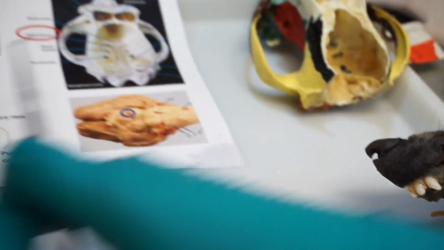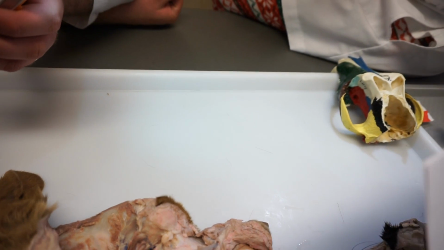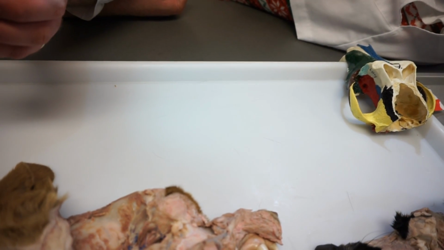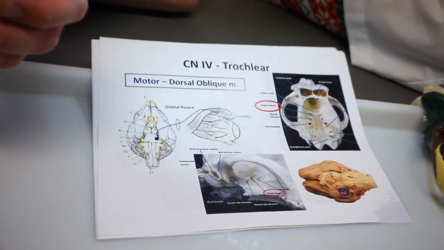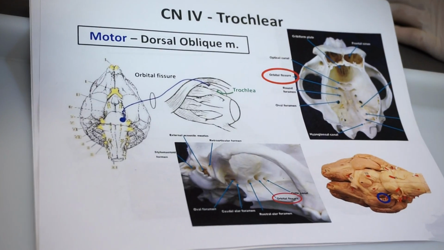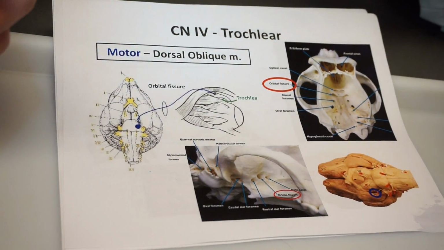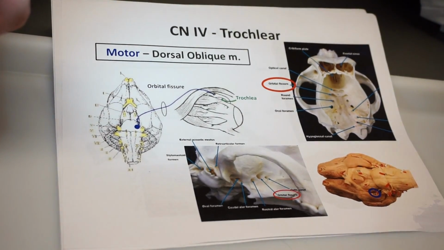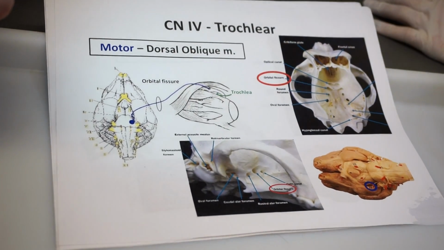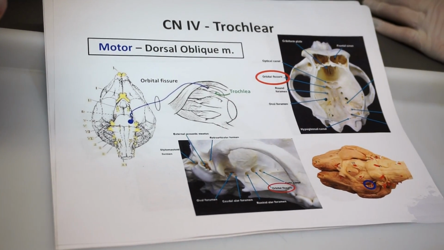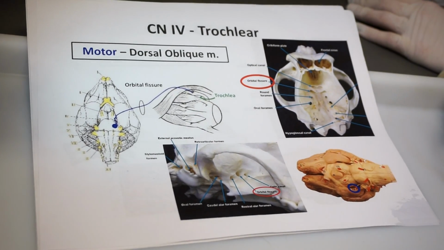So let's move now to cranial nerve 4. Cranial nerve 4 also innervates the eye. There's a lot of cranial nerves innervating the eye. That's the trochlear nerve, and the trochlear nerve is going to be motor to the dorsal oblique. The dorsal oblique muscle is oftentimes hard to find. Can't see it on this particular cadaver, but remember we have two obliques, a dorsal and a ventral, and the trochlear nerve will be innervating that.